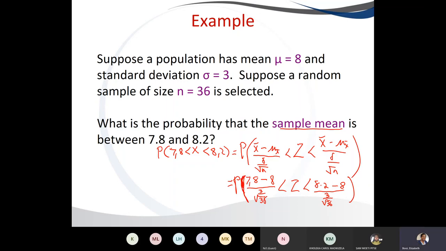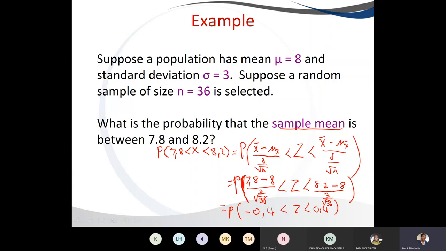Now I can calculate the whole equation. I know that my standard error is, because we did calculate this before, we found that it was 0.5. Remember that? It makes it easy. So to calculate this, we can just say 7.8 minus 8 equals minus 0.2, divided by 0.5 equals minus 0.4, less than Z, and I do the same thing on the other side. 8.2 minus 8 equals 0.2, divided by 0.5 equals 0.4. Now, I need to go to the table.